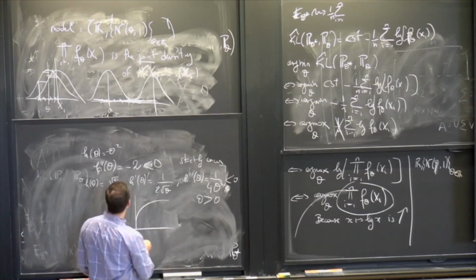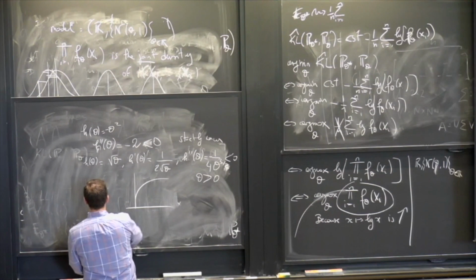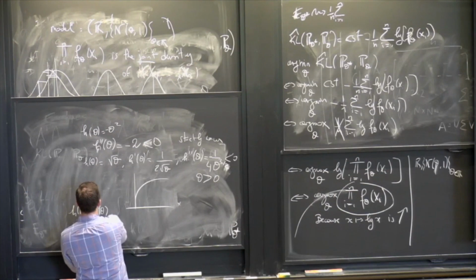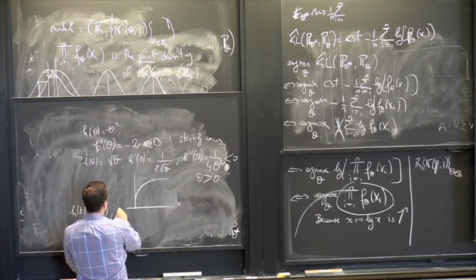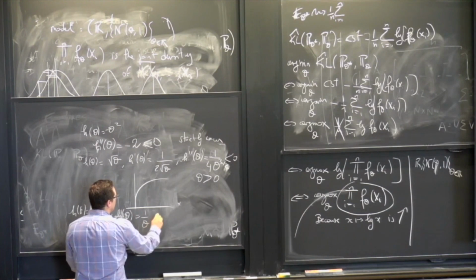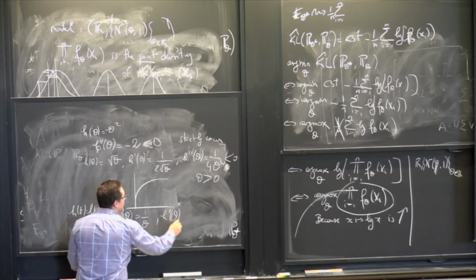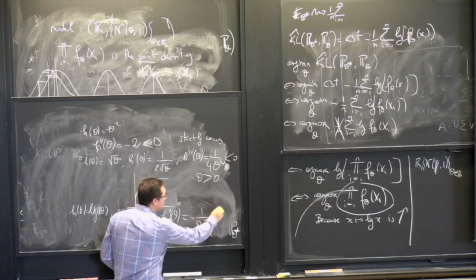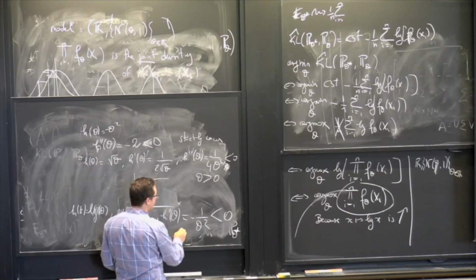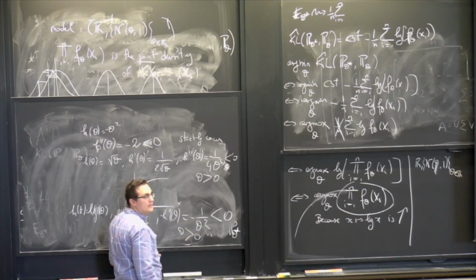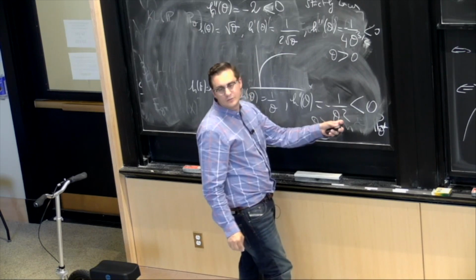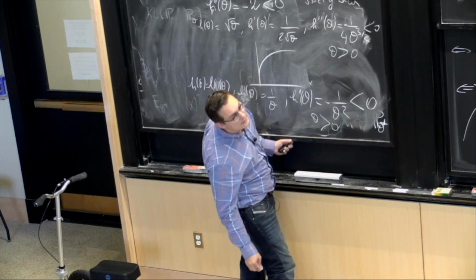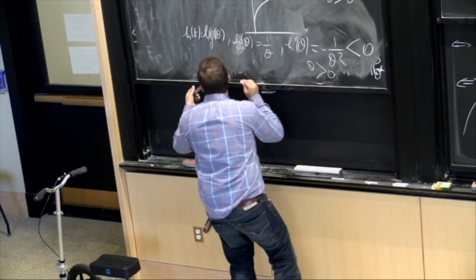Another one is the log, of course. What is the derivative of the log? h prime of theta is 1 over theta. And the second derivative is negative 1 over theta squared, which again is negative if theta is strictly positive. Here I define it as strict. I don't need to define it to be strictly positive for the previous ones, but I need it for the log.